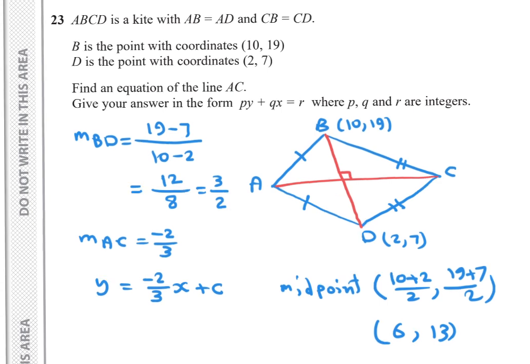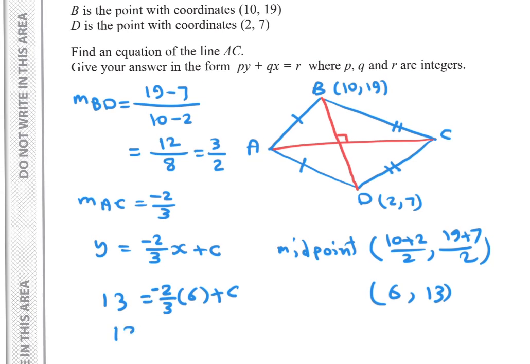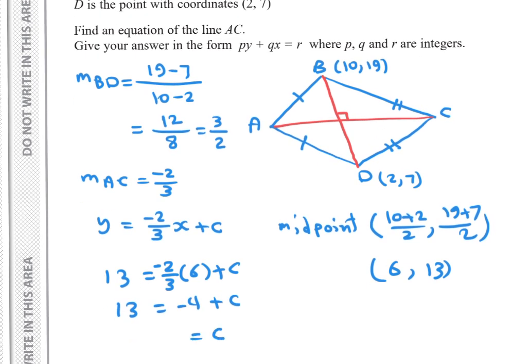So (6, 13). Now substitute y equals 13 and x equals 6 into y equals negative 2 over 3 x plus c. So 13 equals negative 4 plus c. So c equals 13 plus 4, which is 17. So the equation of the line now is y equals negative 2 over 3 x plus 17.